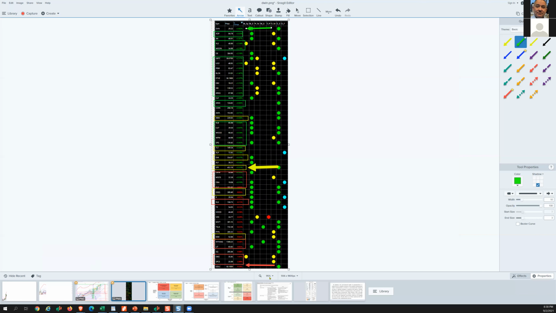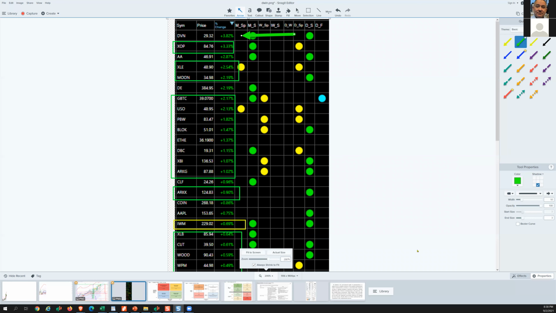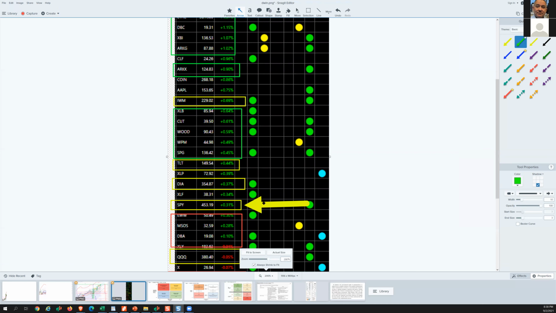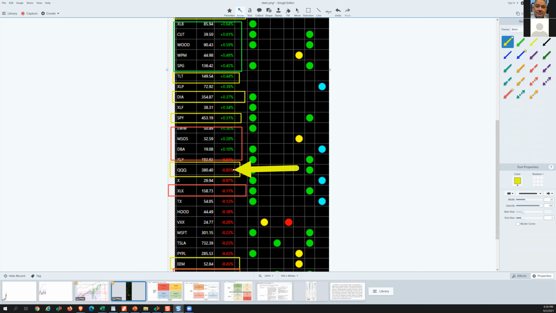And let's take a look at the sectors now. All right, so the S&P was at 0.31 today. The techs in the NASDAQ were down 0.05. The worst performer was emerging markets at minus 0.45.